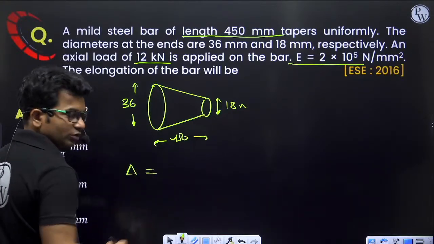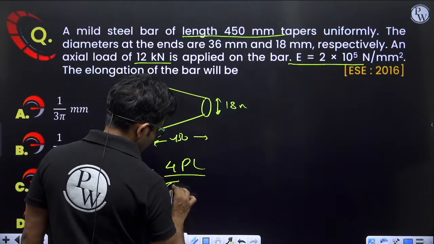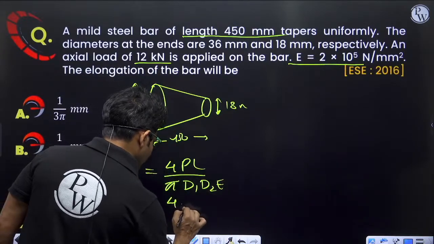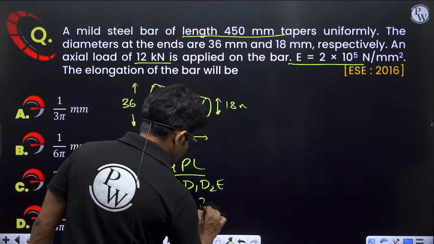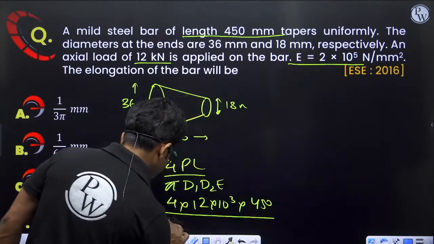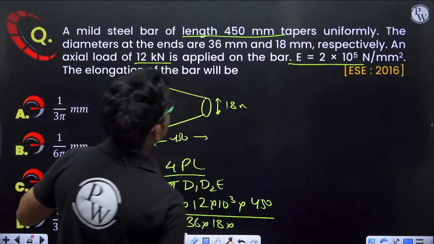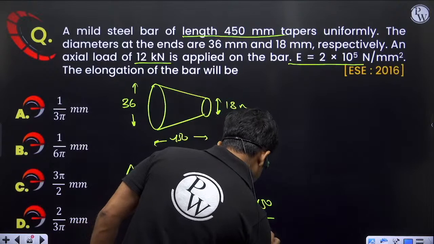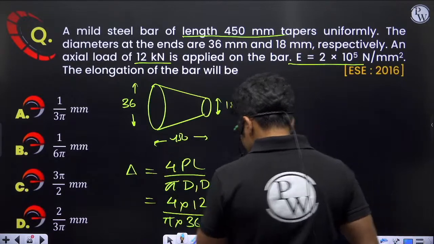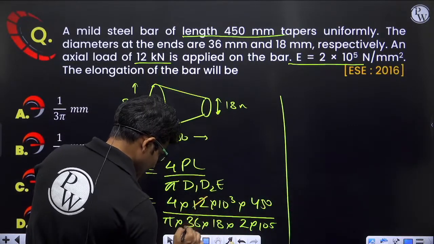So elongation, what is the formula? 4PL upon pi d1 d2 E. Okay. So 4 into P. What is the load? 12 kilonewton. So 12 into 10 to the power 3 into length 450 divided by pi. D1 is 36, D2 is 18, and Young's modulus 2 into 10 to the power 5. Okay. So 12 and 36, let us cancel them out. Here we will be getting 3.